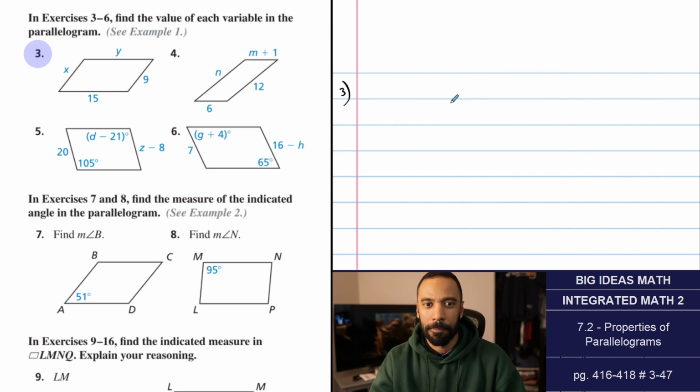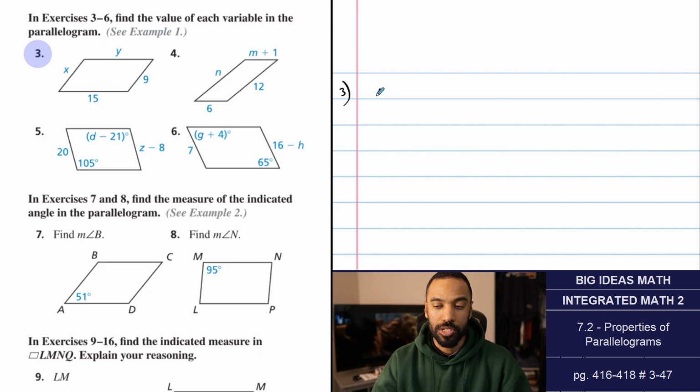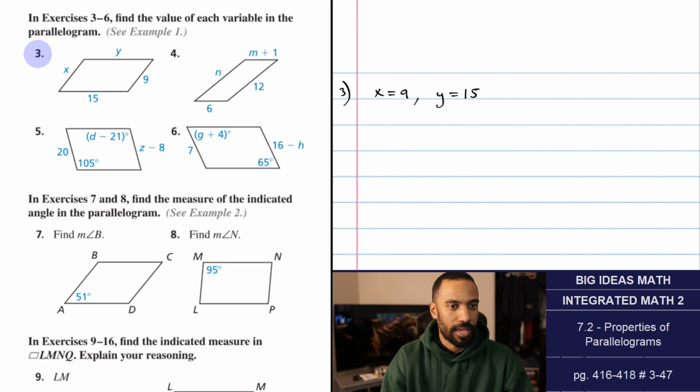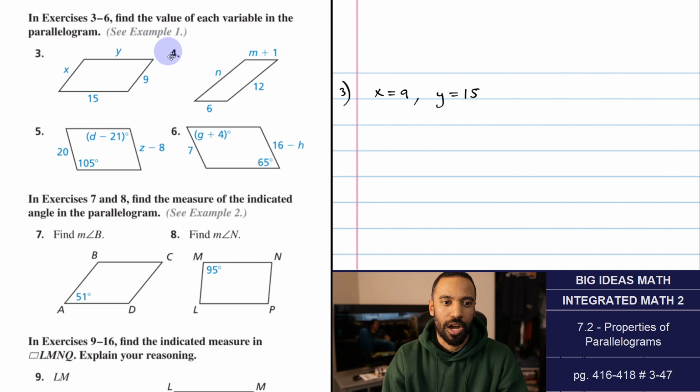I'm going to leave that as is. So listen, straight up, I'm going to write some answers here. X is 9. 9 is opposite, you know that thing, and y equals 15. These are parallelograms, not because they look like it, because they tell us. If they didn't tell us, we wouldn't be able to know. And this is one of those things where we're in the section on parallelograms, so you'll kind of know what to do because you're focused on parallelograms.